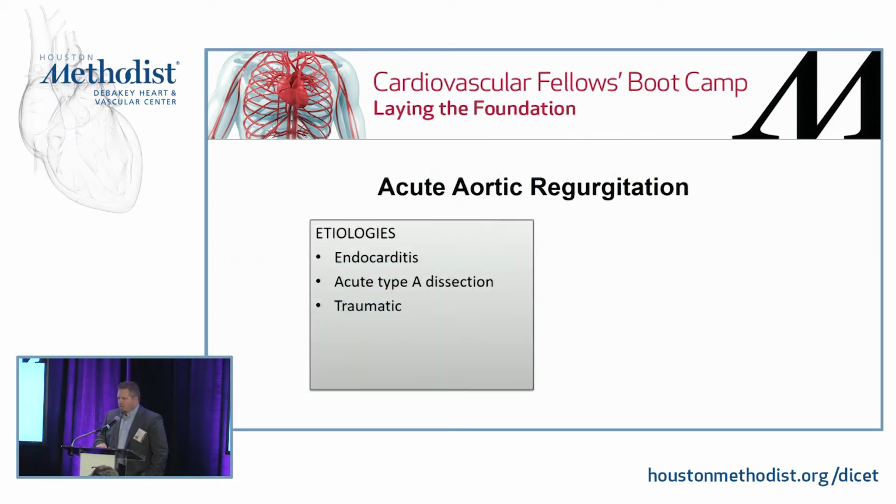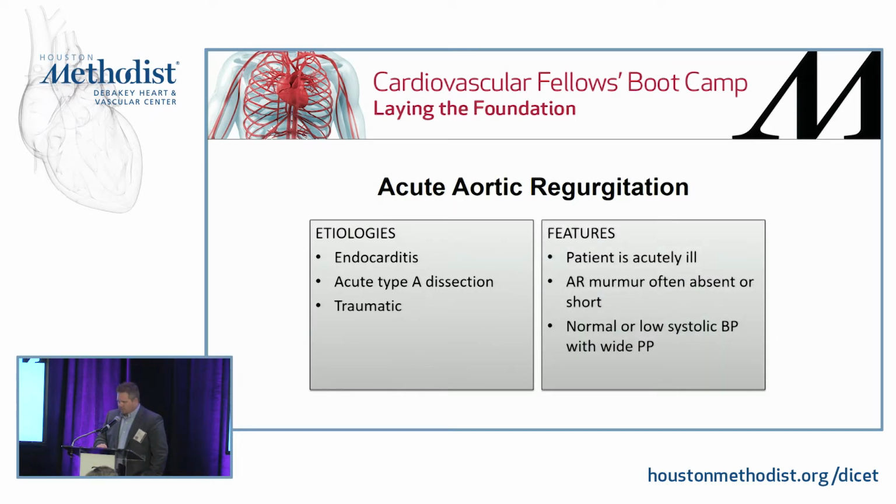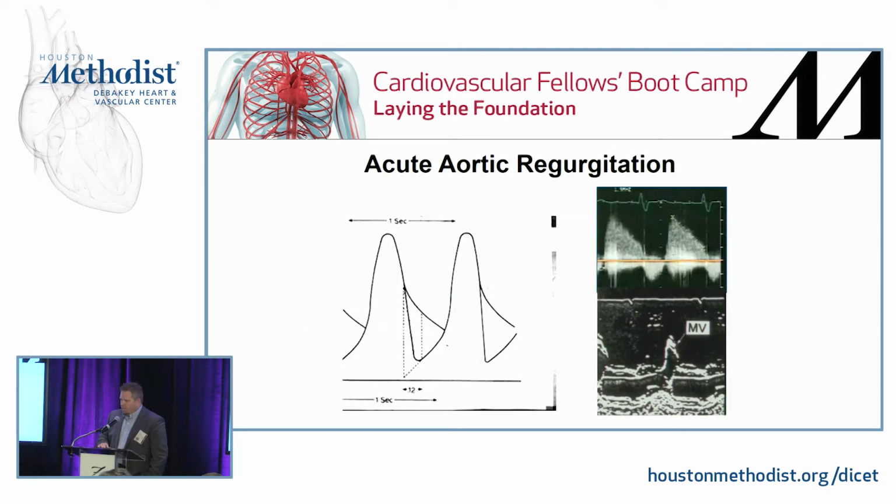So acute aortic regurgitation: endocarditis, type A dissection, traumatic, pretty rare, but can happen. Really, it's endocarditis and dissection that we really see surgically. The patient tends to appear acutely ill. They may or may not have a murmur. They typically have a normal or low systolic blood pressure. When we see them come into the OR, it seems like the ones I see are always low, and they tend to have a wide pulse pressure, which is depicted here.